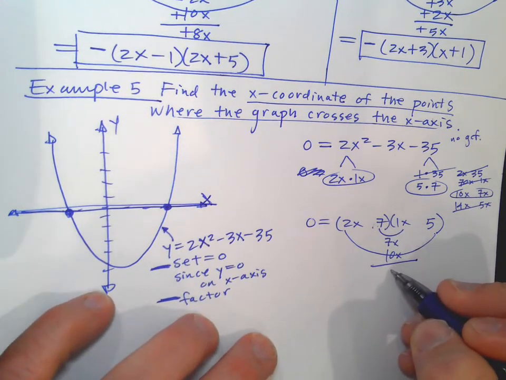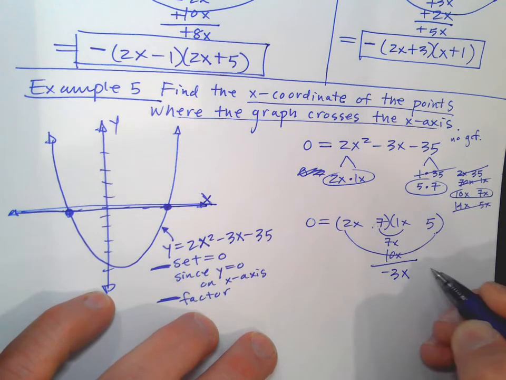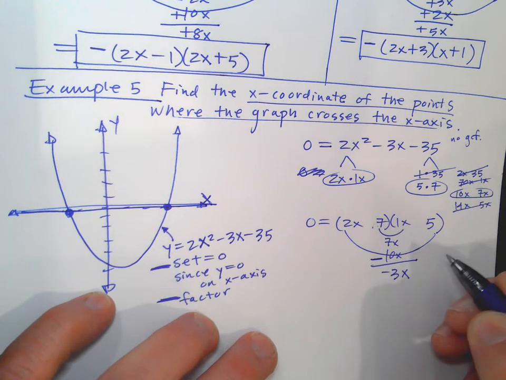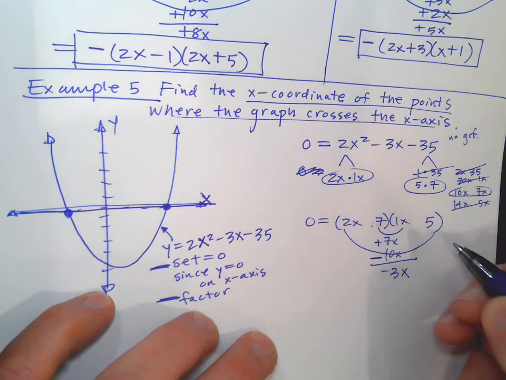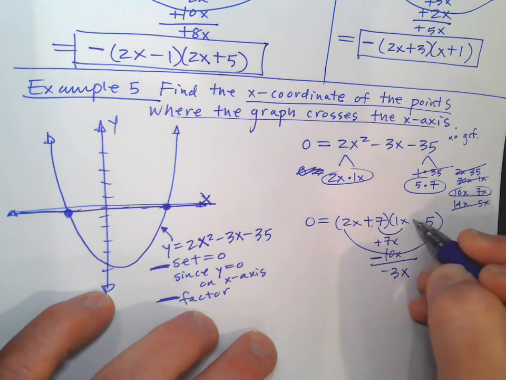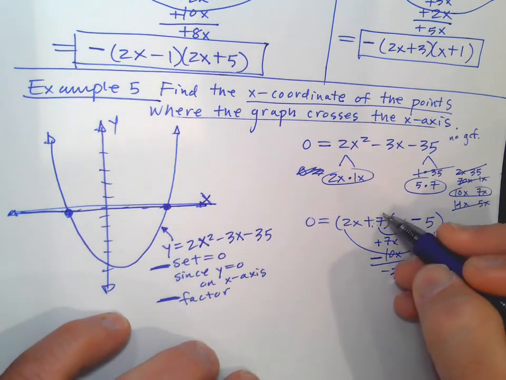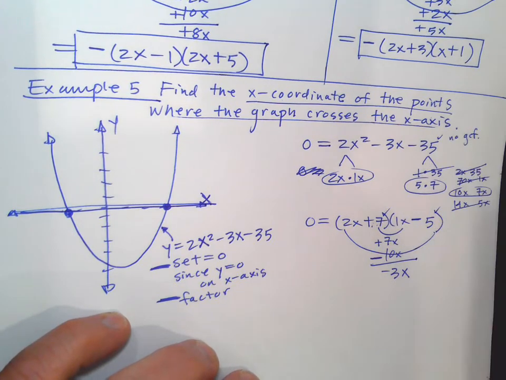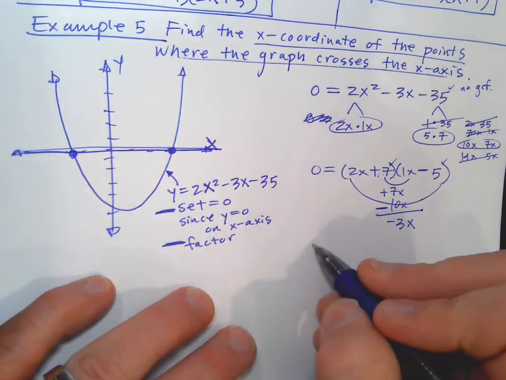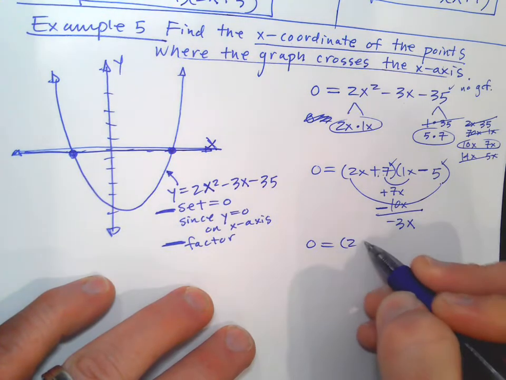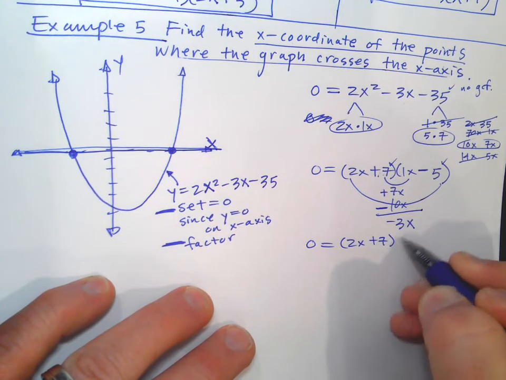Now, we want to get negative 3x. Well, the big one's got to be negative then, right? To end up with a negative, and this one has to be positive. So this is going to be your positive. That's going to be your negative. Check it. 7 times negative 5 is negative 35. Okay. Now, we've factored it, and we've set it equal to 0.